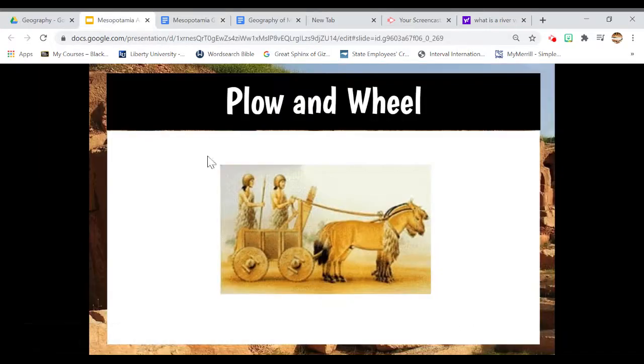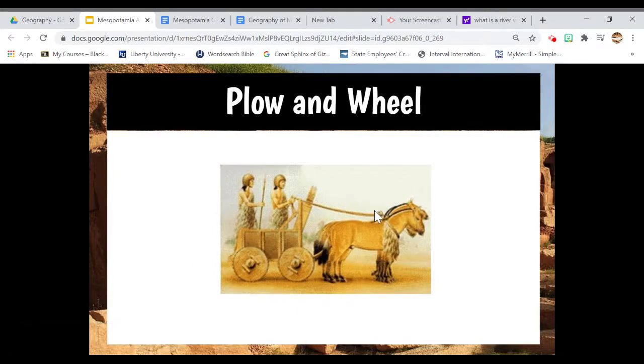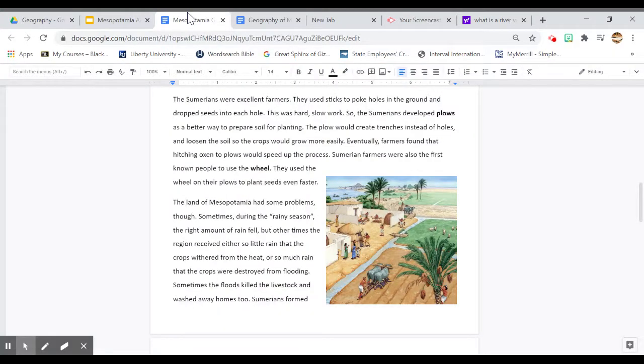And I want to show you a picture of what maybe their plows may have looked like. So they were hitched to oxen or horses by a yoke. And the word yoke is used often in the Bible. It just means to hitch together two animals so that they can work together. And they would attach their plow to the animal, and their plow would have wheels on it, and then it would have a trench kind of device that would cut the ground and make it easier to plant seeds.